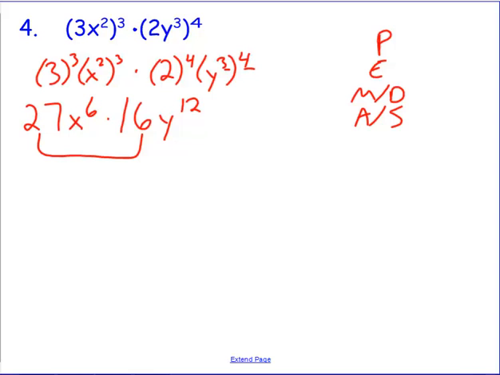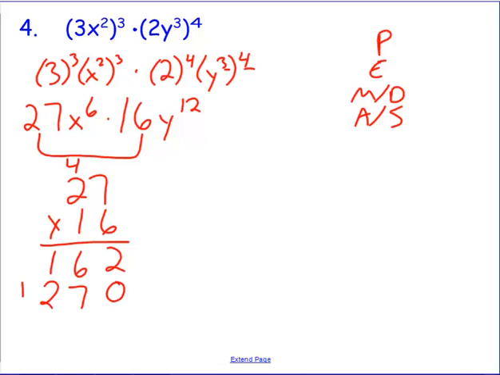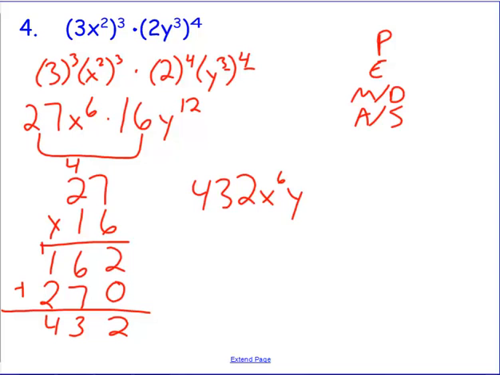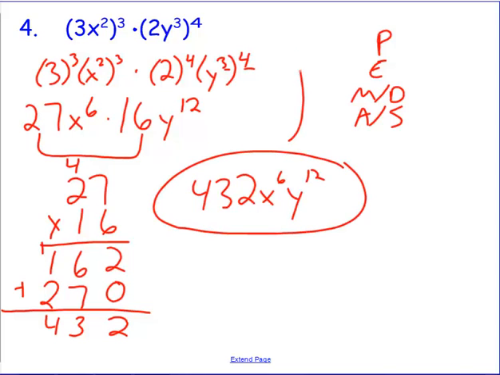Still not done because we can clean this up. 27 times 16 can be cleaned up. And if we work this relatively quickly, hopefully, we'll see how my multiplication skills are. When we add that up, we should hopefully get 432. And so I have 432 x to the 6th, y to the 12th when I clean up that original expression using the properties of exponents.